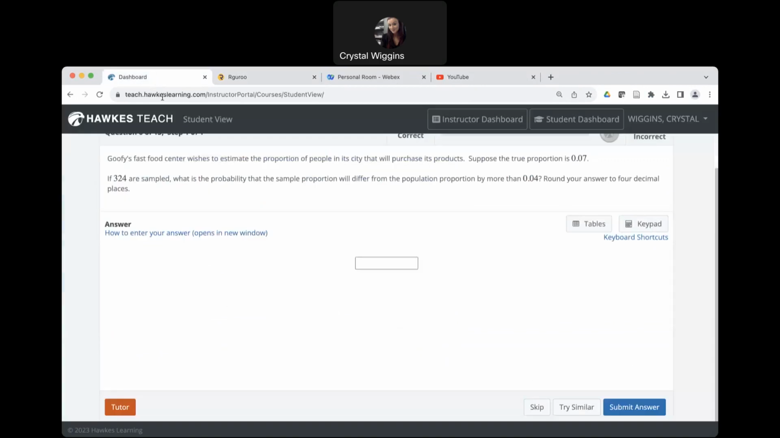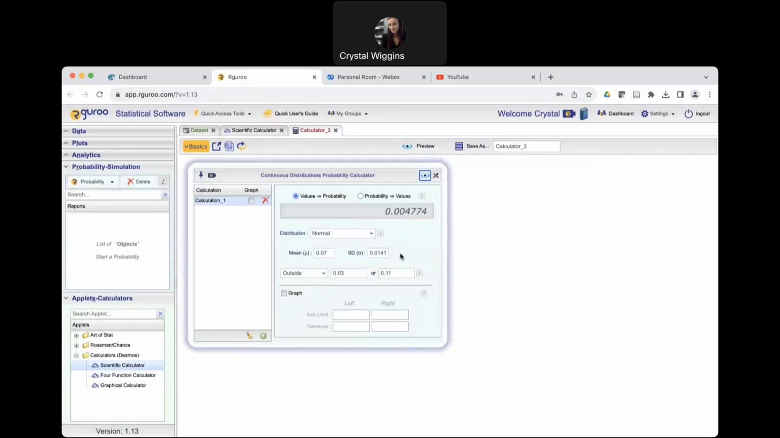So again, this problem is talking about the proportion of people in its city that will purchase its products. And we can say that there is a less than 1% chance that less than 3% of the population will buy these products. It's also a less than 1% chance that more than 11% of people will buy these products. Okay, so that's what an outside problem is saying.